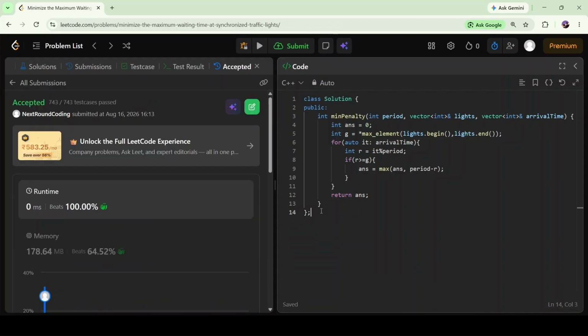It is accepted. So the time complexity of this approach would be big O of n. We are just running over this lights array and arrival array, and the space complexity would be big O of 1. We are not using any extra space. That's why big O of 1.